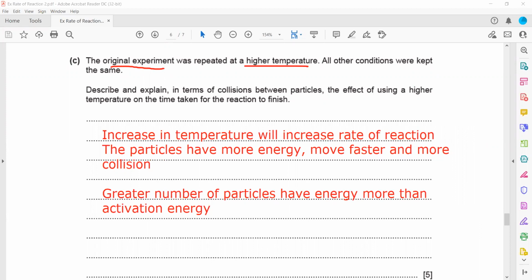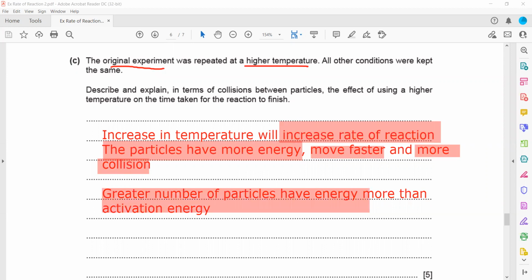What is the weightage of the marks? Like how will you get the 5 marks? First, if you mention the rate of the reaction increases, then this will give you 1 mark. Then the particles have more energy, that is a second mark. They will move faster, that is a third mark. They will have more collisions, that is a fourth. And then greater number of particles have energy more than activation energy, that will be the fifth one. So sufficient amount of energy is there for particles to react. So this is how the marks are distributed.